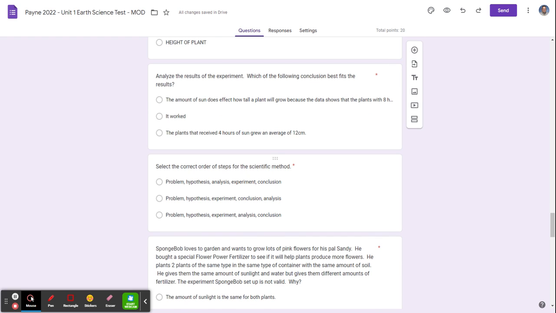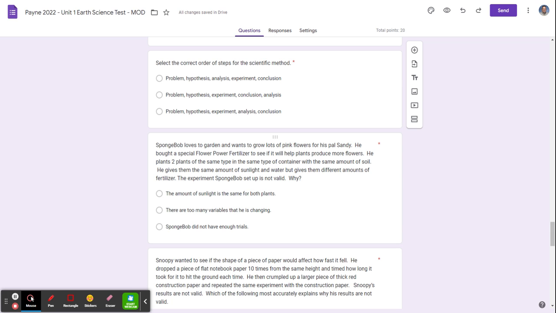Select the correct order of steps for the scientific method: problem, hypothesis, analysis, experiment, conclusion. Problem, hypothesis, experiment, conclusion, analysis. Problem, hypothesis, experiment, analysis, conclusion.